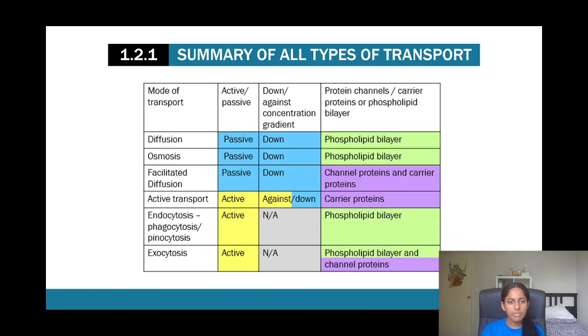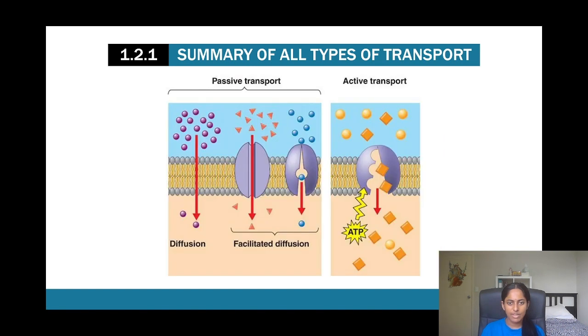And this table summarizes how things such as passive and active transport work. Again, this is just a summary. You can see here that in active transport, we use something called ATP, whereas in passive transport, we don't use ATP.